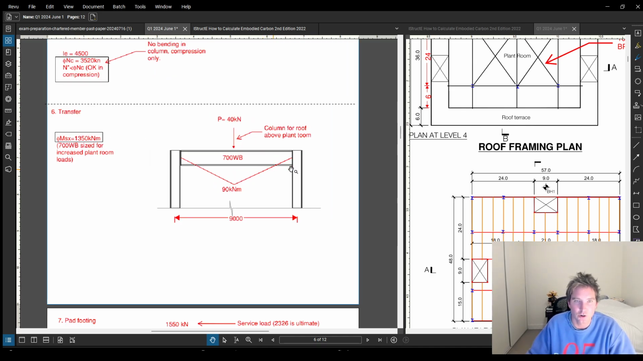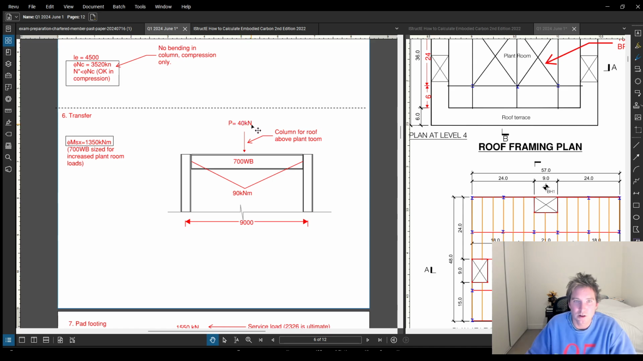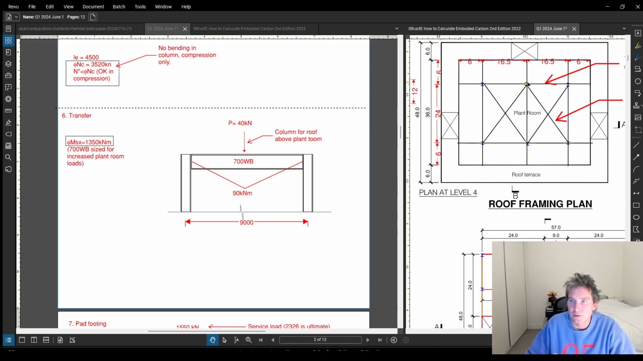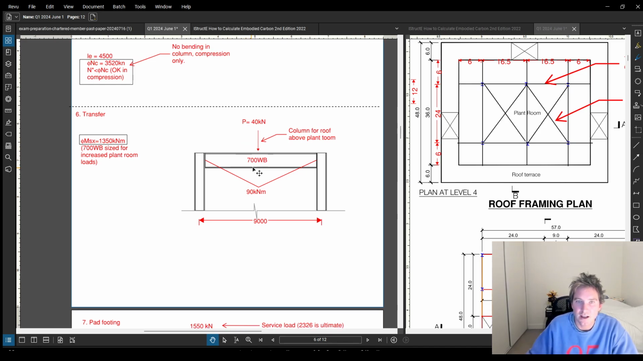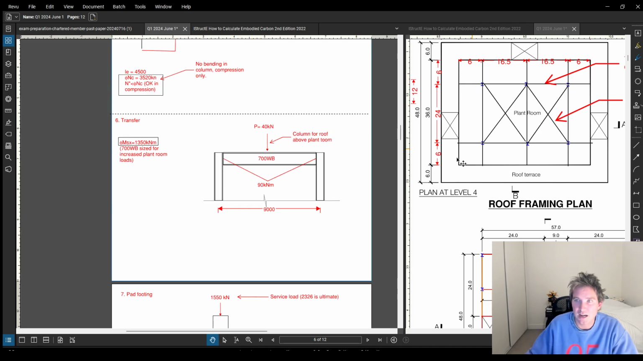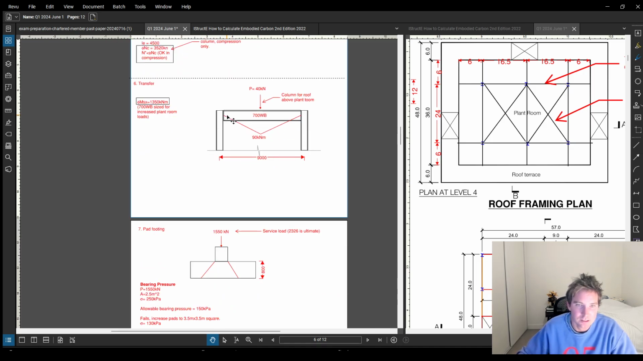So here I'm just showing something really simple. I worked out the load on this column based on the loads that they've given and the tributary area of this column, and then I just do a simple PL on 4, and the 700 WB will be acting as my transfer in that location, and it works fine. Perhaps it's a bit of an overkill.